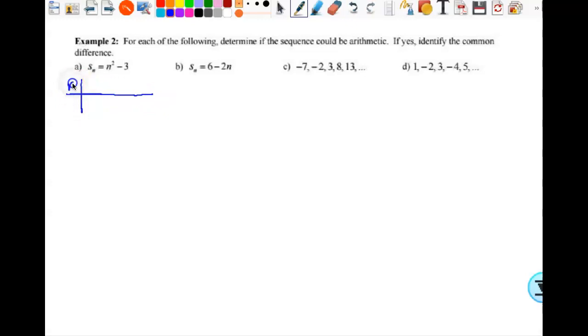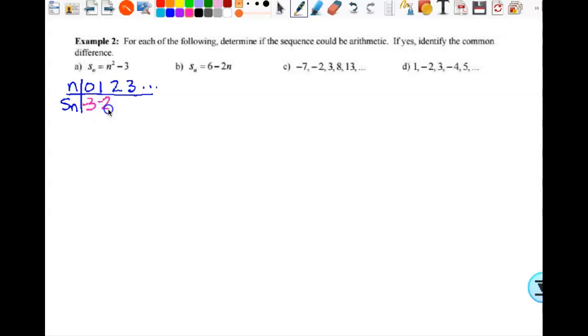So like this would be N, and this would be S sub N. We're going to do a horizontal table instead of a vertical table, but it works the same. When you do this, your x's are on top instead of on the left, or what acts as your x. So we've got 0, 1, 2, 3, and it will keep going. So when I substitute in 0, what am I going to get? -3. When I substitute in 1, what do I get?